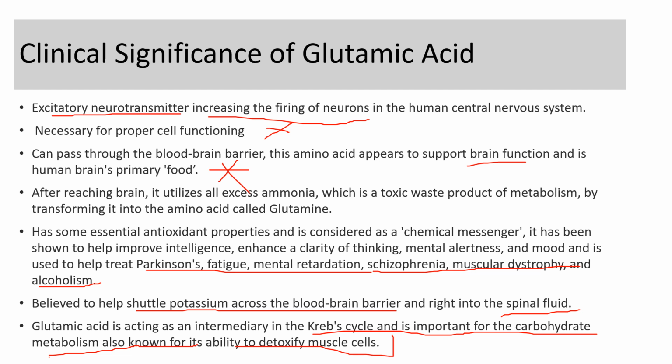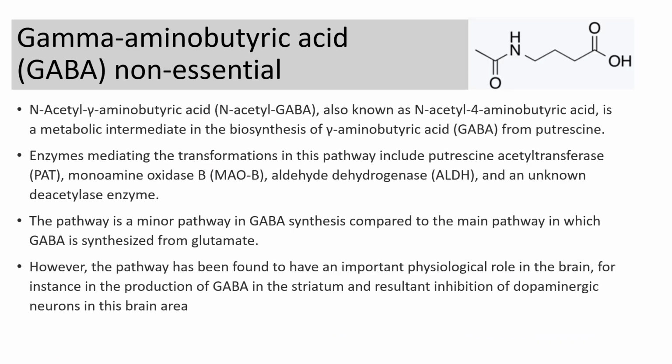So remember, blood brain barrier, primary food. Remember, it helps with excess ammonia, all right, and converts it into glutamine. Remember that it is a very important chemical messenger. Parkinson's, fatigue, mental retardation, schizophrenia, muscular dystrophy. It also helps shuttle potassium across the blood-brain barrier and right into spinal fluid. Remember that it acts as an intermediary in the Krebs cycle.